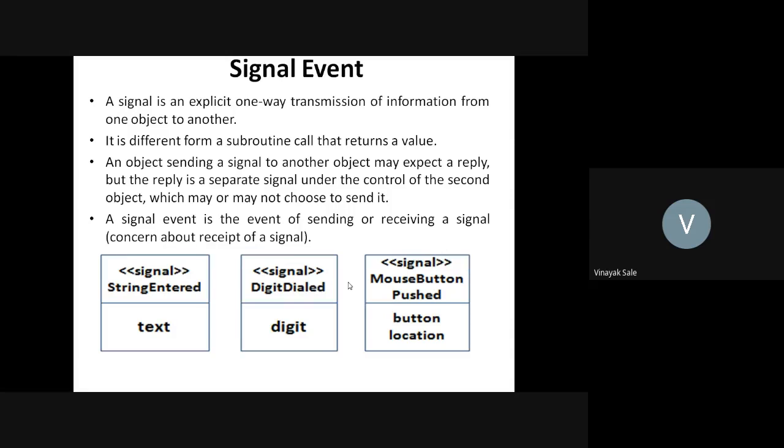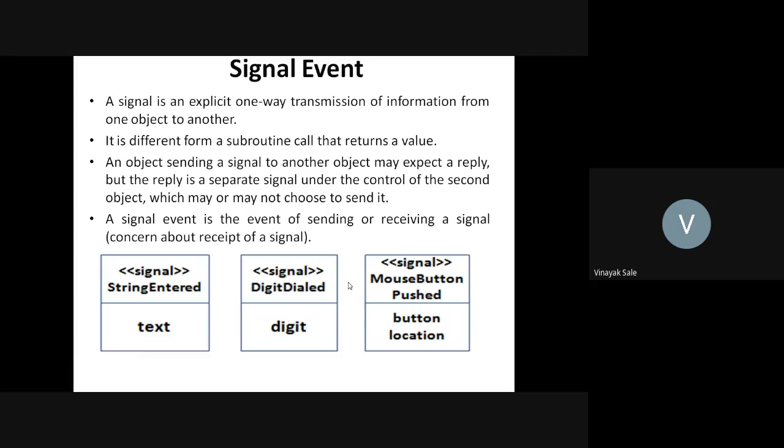Traffic signals give information whether we want to go forward, left, right, get ready to go, or stop. This is one-way information from the signal to the driver or person. That is one-way information. It is different from a subroutine call that returns a value. An object sending a signal to another object may expect a reply, but the reply is not a separate signal under the control of the second object.